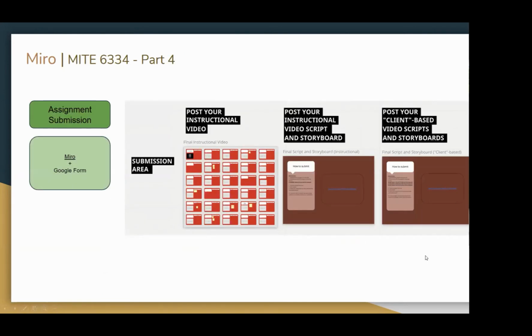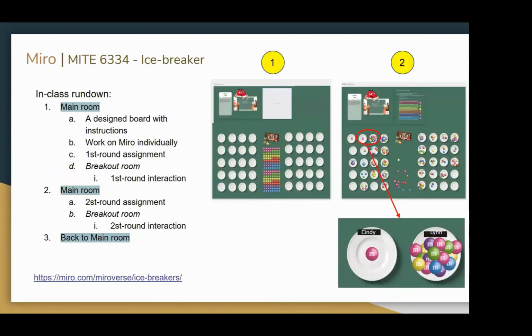This is the last part of our design. We also provide our students a place for assignment submission. Because we need to provide a private link for our students, here we use Google Form with Miro. Similar to case 1, we also have another icebreaker in this classroom, but considering the main topic of this course is about storytelling, we designed this game.